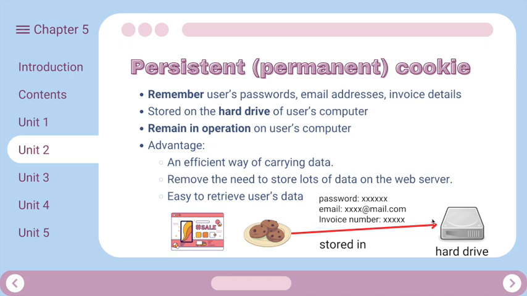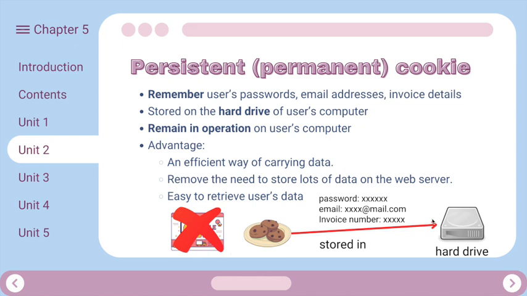Persistent cookies remember users' login details, such as users' passwords, email addresses, and invoice details. So they won't have to insert all of this information every time they visit or every time they purchase something from the website. Persistent cookies are stored on the hard drive of user's computer until the expiry date is reached or the user deletes it. These cookies remain in operation on the user's computer even after the browser is closed or the website session is terminated.